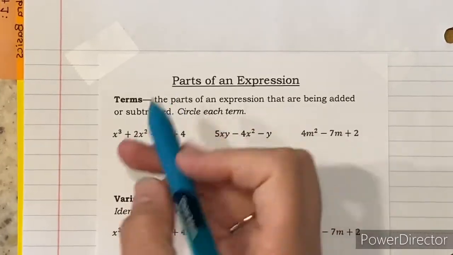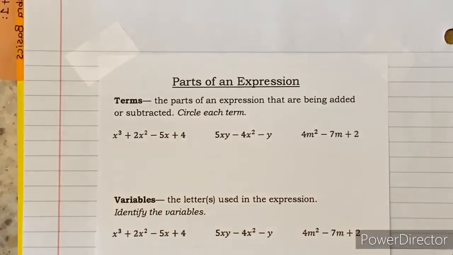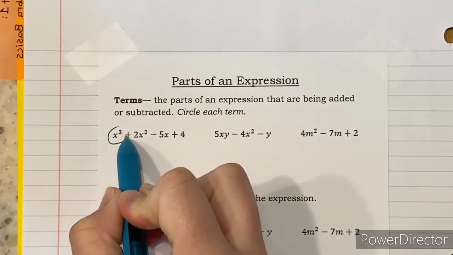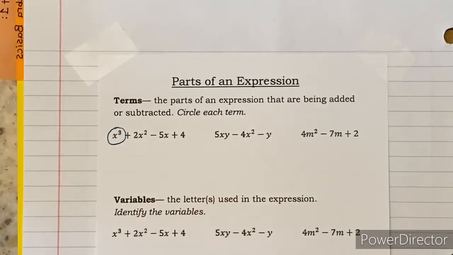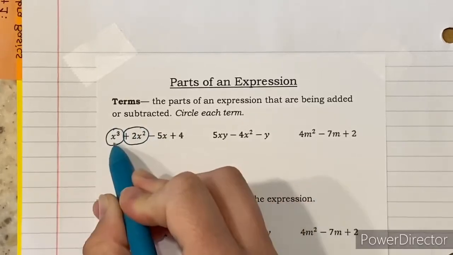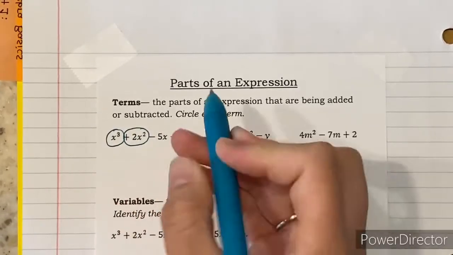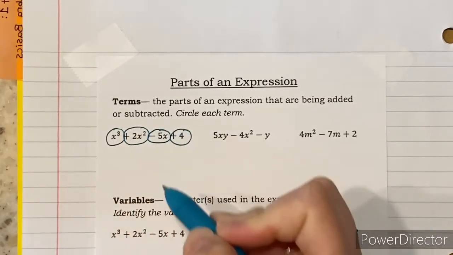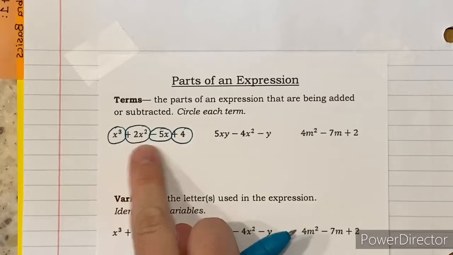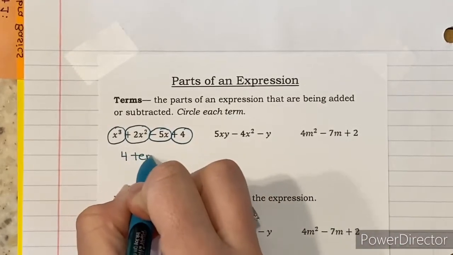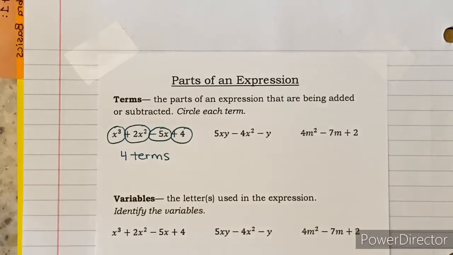So terms, the parts of an expression that are being added or subtracted. So when I think about the word terms and I think about an expression, I think about chunks. And I know that's weird, but it says circle each term. So I'm going to show you the first one, how I think about it. I'm looking at this x cubed as one chunk. Then I'm adding this 2x squared to that. So that's the second chunk. And then we have this minus 5x and this minus 4. So for me, there are 4 chunks right there. So there are 4 terms for this one. So terms are the chunks that are being added or subtracted.